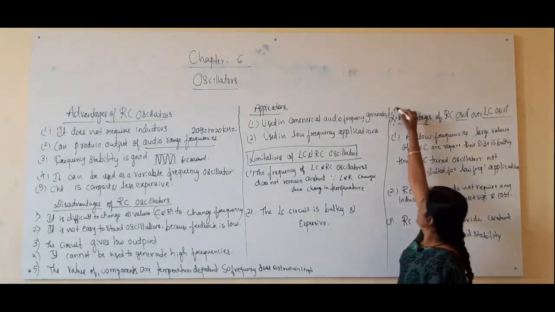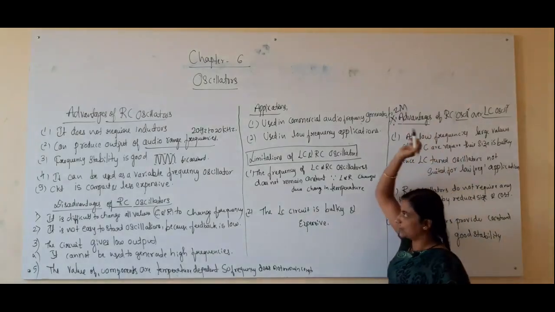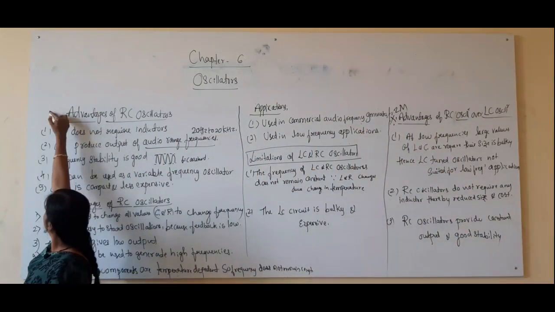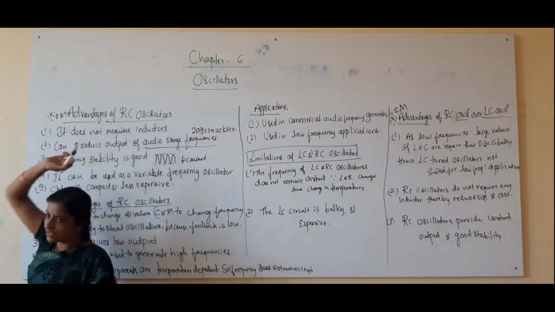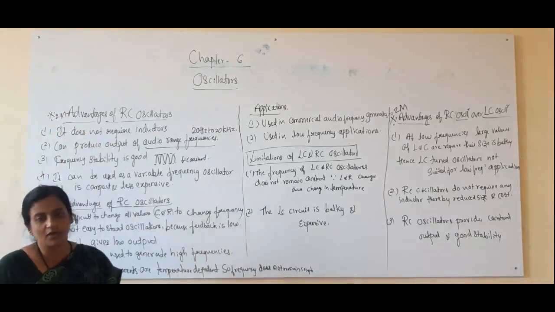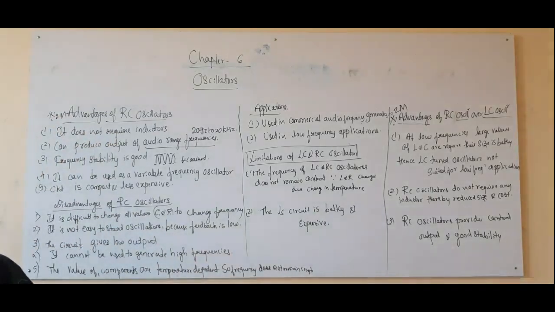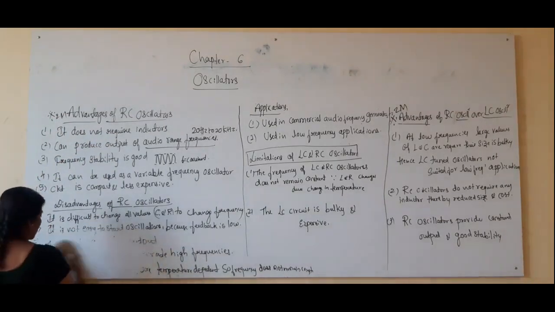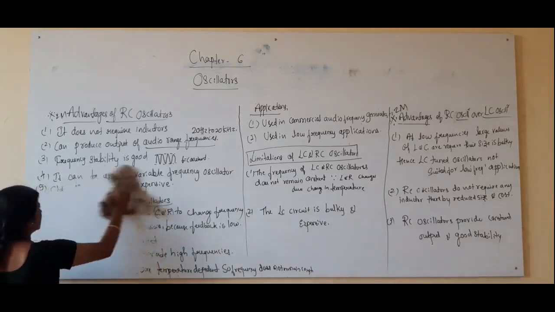They may ask this in the examination for 2 marks. Not only that, these advantages are also very important in the examination. This question may be asked in your examination for 2 marks. So these are the RC oscillator comparisons, advantages as well as disadvantages.